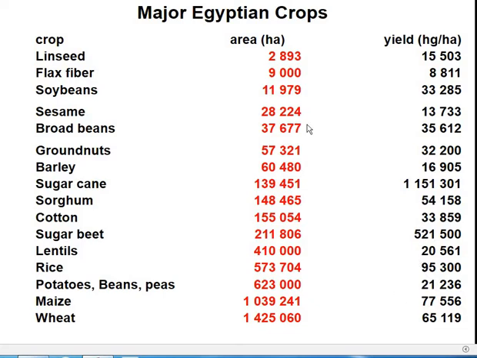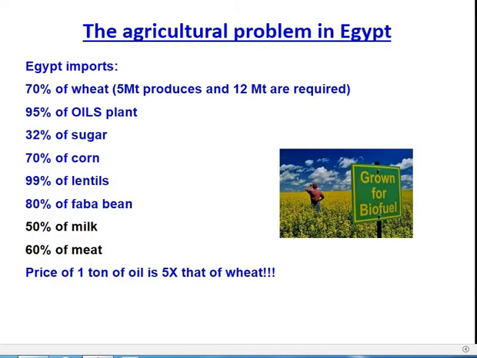That's our yield and that's the area cultivated according to the latest information from the Ministry of Agriculture. Today we have to know that there is a food gap in Egypt. These crops are not enough to meet our requirements. The agriculture problem in Egypt lies in many points.